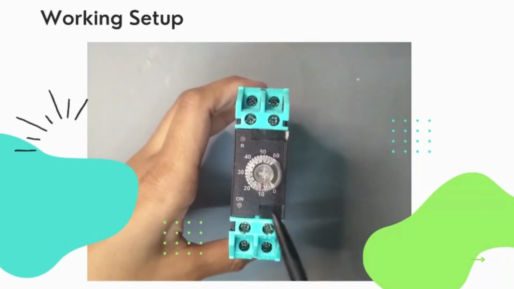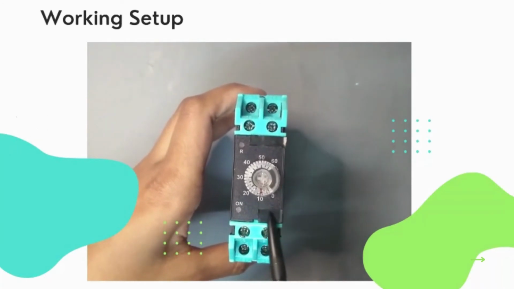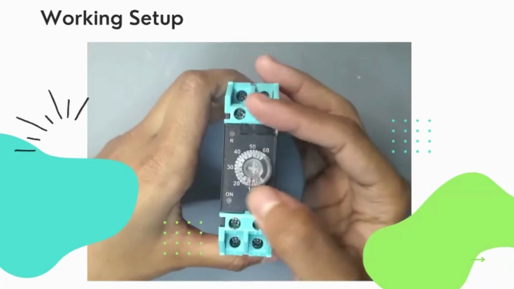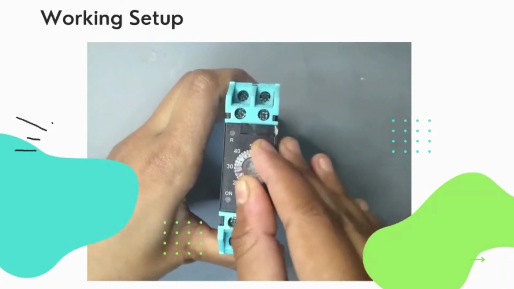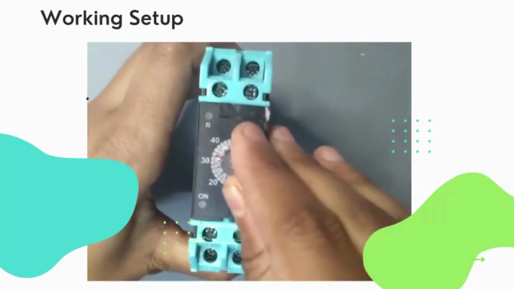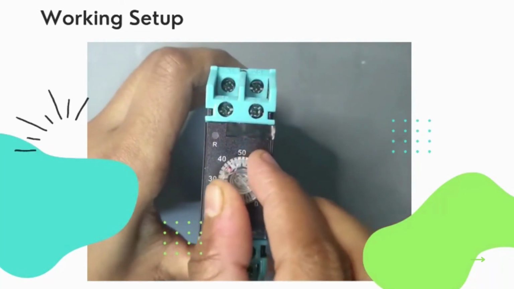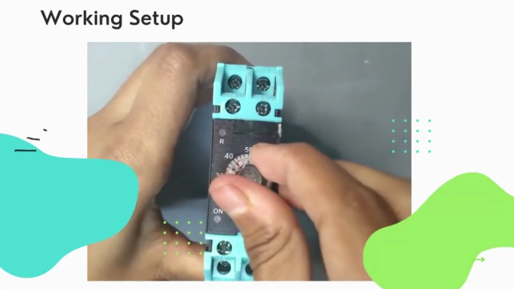And as we have seen before, its timing range is 0 to 60 seconds. You can see here on this model. And you can set this time through this, and here I choose 30 seconds. So like this you can change the time between 0 to 60 as per your requirements.